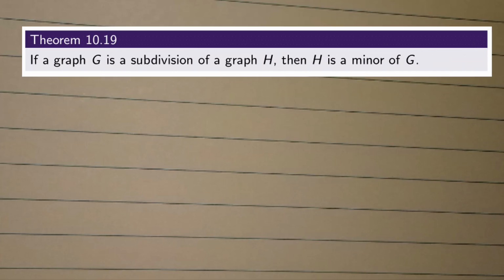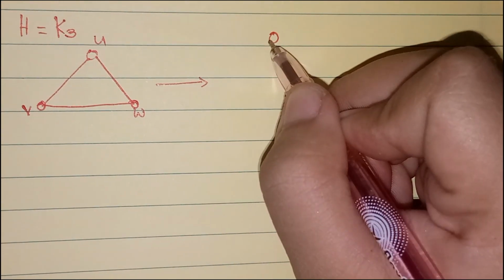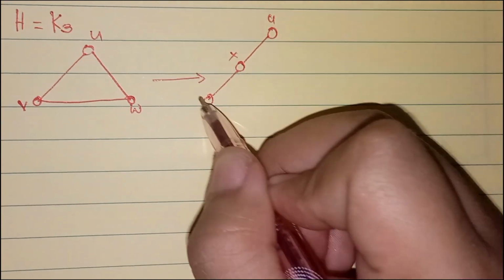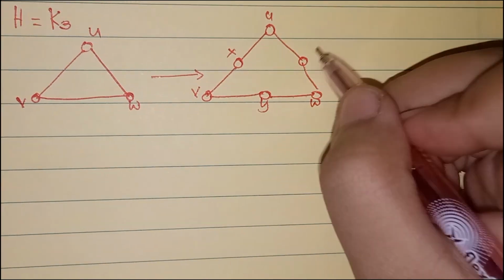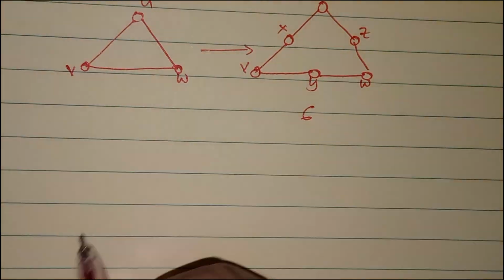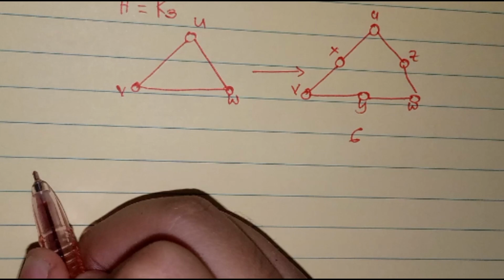Theorem 10.19. If a graph G is a subdivision of a graph H, then H is a minor of G. So for example, let H be a triangle, the complete graph K sub 3, with vertices U, V, and W, and edges UV, VW, and WU. Now let G be a subdivision of H obtained by replacing each edge of H with a path. So replace UV with the path UXV, replace VW with the path VYW, replace WU with the path WZU. So this is a subdivision of H as each edge of H has been replaced by a path.